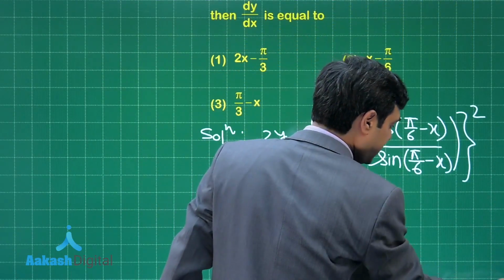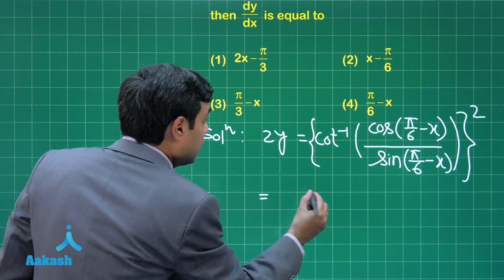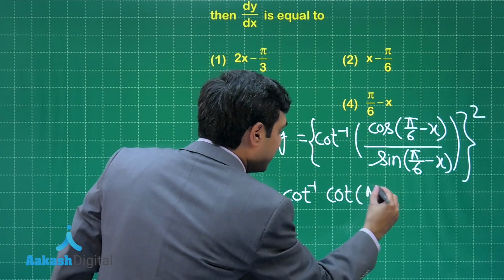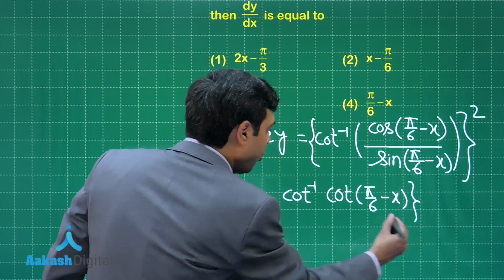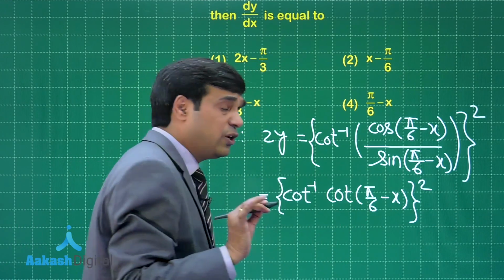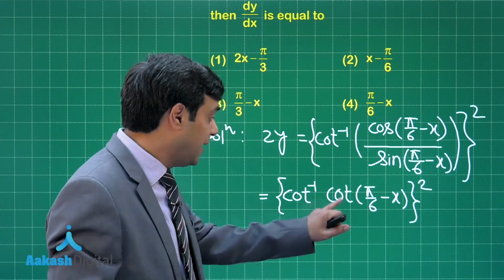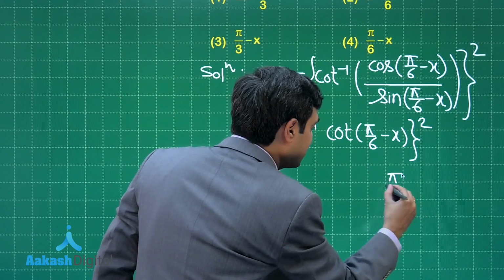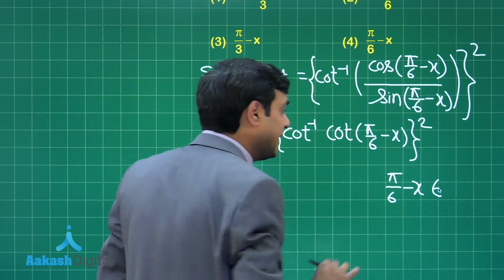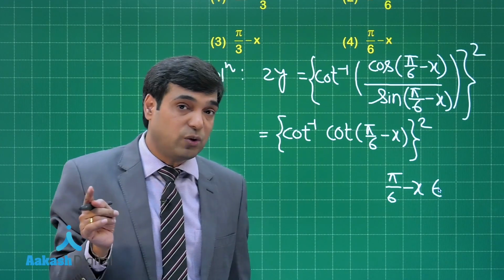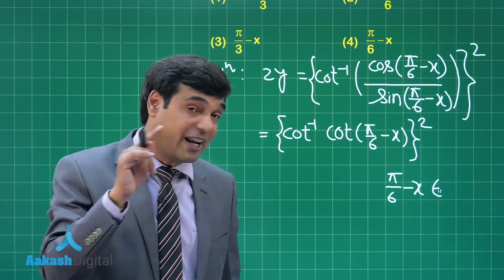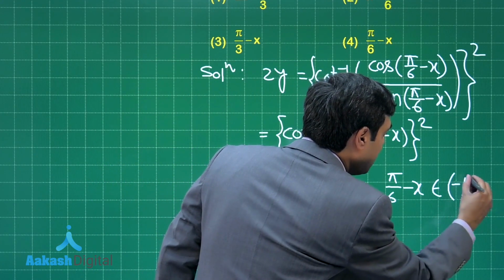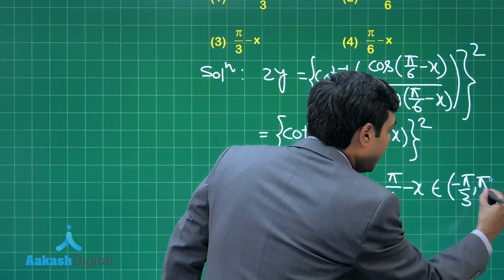Let's go ahead for this question now. We have cot inverse of cot of pi by 6 minus x, whole square. X is given to me in the interval 0 to pi by 2, meaning pi by 6 minus x will lie in the interval. Let's write down pi by 6 minus x. Since x is in the interval 0 to pi by 2, minus x is in minus pi by 2 to 0. Adding pi by 6, you can write simply that it is in the interval minus pi by 3 to pi by 6.